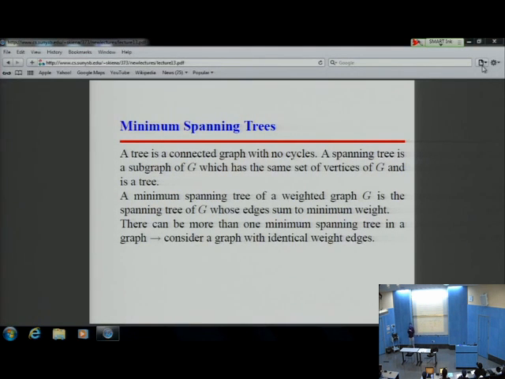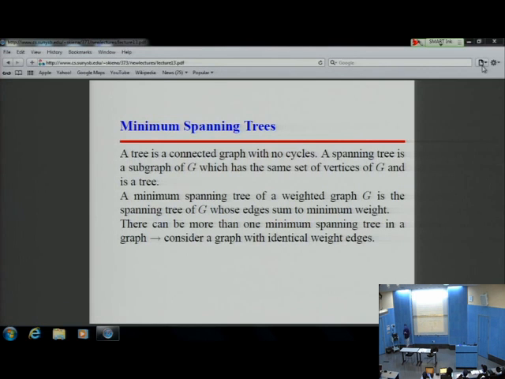What graph has the fewest spanning trees? Can anybody give me a graph that has the fewest number of spanning trees? Yeah, a tree. If the graph I gave you originally was a tree, how many spanning trees are there? Well, you need all those edges. You can't delete any of those edges. So this graph has exactly one spanning tree.